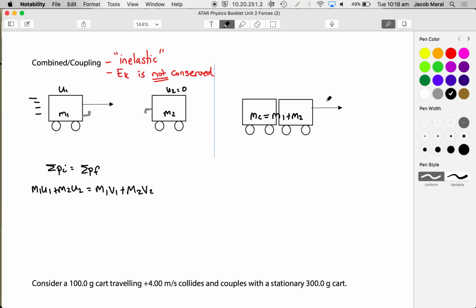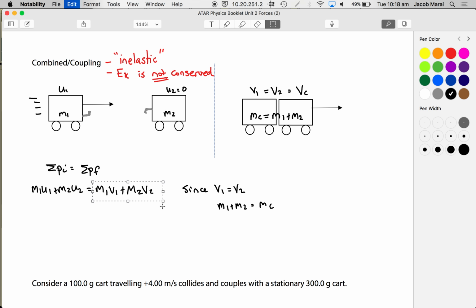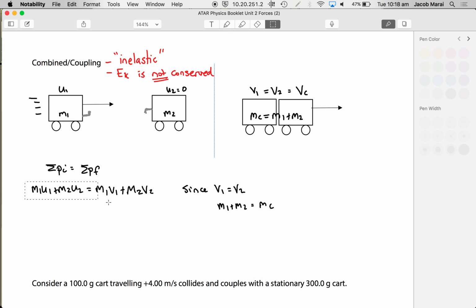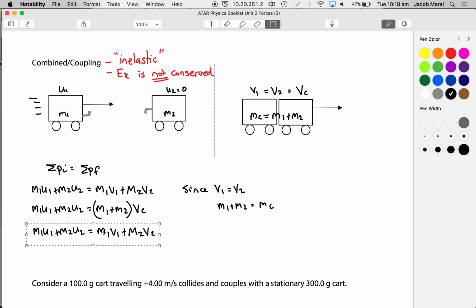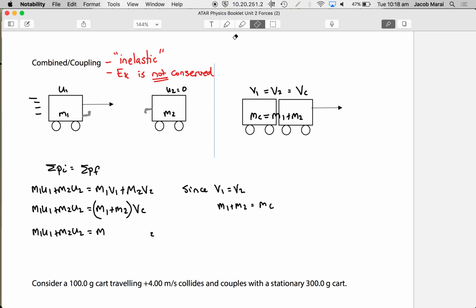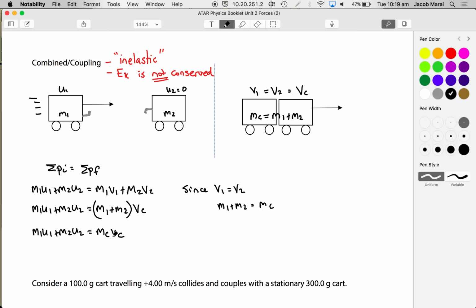M1 plus M2, the combined mass. And V1 equals V2, which I'm going to call the combined. So our new equation down here, since V1 equals V2 and M1 plus M2 equals MC, I could rewrite my equation. I want you to write it out again because practice makes perfect, but we're going to write it as either M1 plus M2 sharing VC, or just MCVC. So you don't need MT. Well, for this scenario, no.